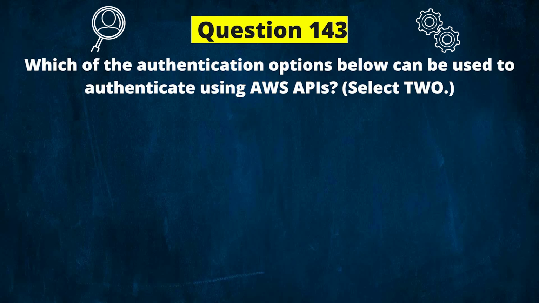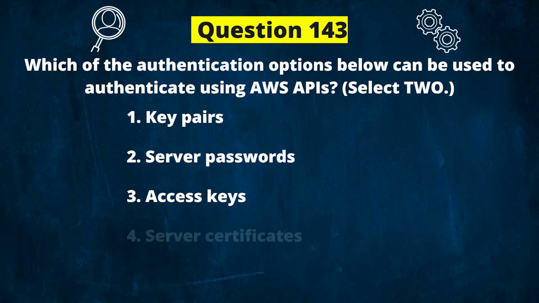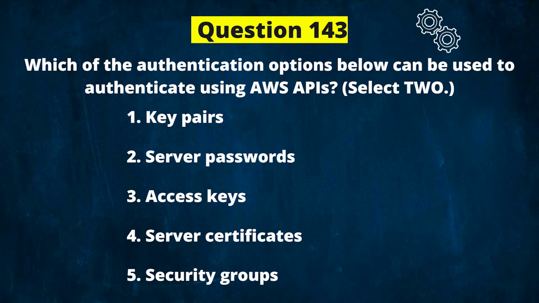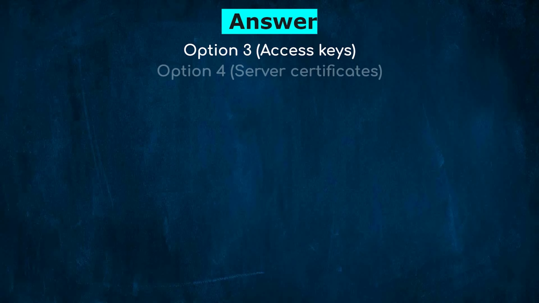Next question. Which of the authentication options below can be used to authenticate using AWS APIs? Select two options. Now the options are: Option 1. Key pairs. Option 2. Server passwords. Option 3. Access keys. Option 4. Server certificates. Option 5. Security groups. And the correct answer is Option 3. Access keys. And Option 4.